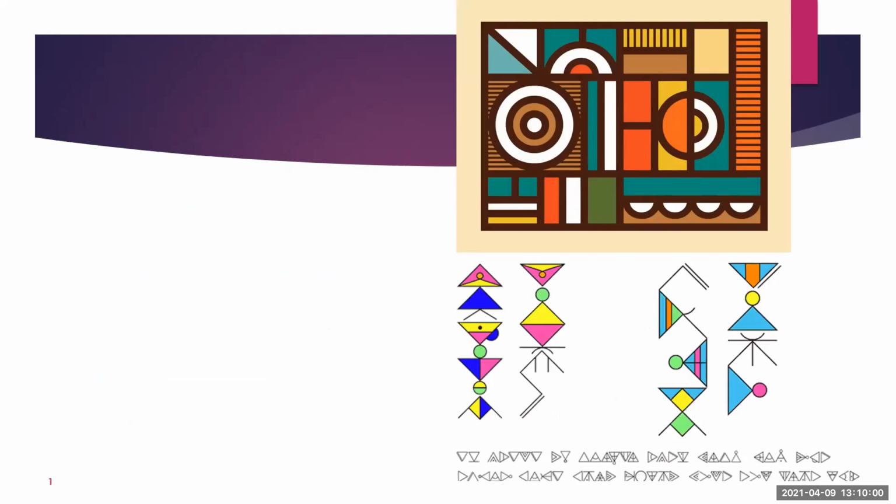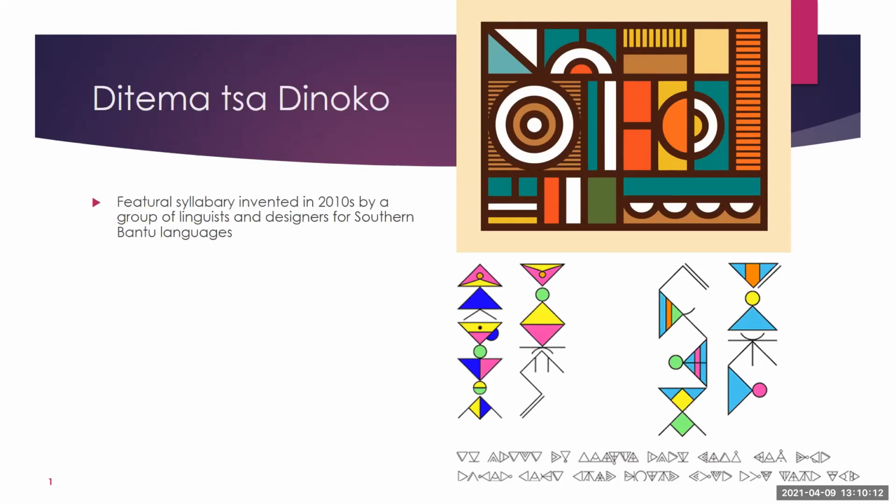This is another one. This is the one that I sort of advertised because I think this one is really cool as well. The top image is so this is called Ditema tsa Dinoko, and I also call it a featural syllabary, and it was invented in the 2010s by a group of linguists and designers for Southern Bantu languages. You can definitely tell that it was designed by designers. And so it's based on traditional images of Southern Africa, which in Sesotho are called Litema, and that's the image at the top. So this is where they got the inspiration for it.